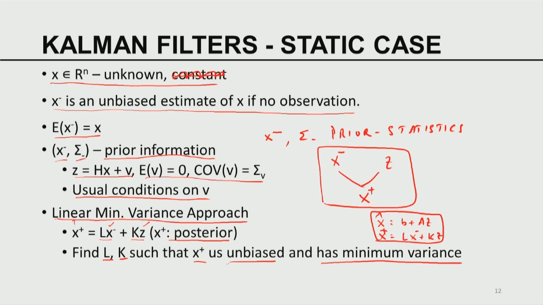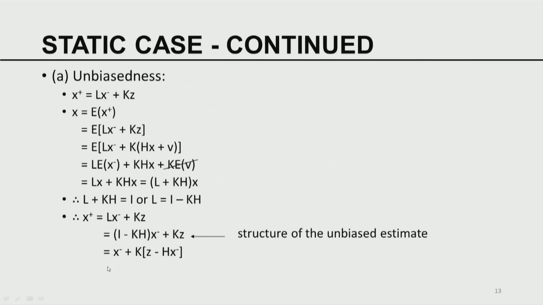Our aim is to be able to guarantee X plus is unbiased. It is also a minimum variance. I have to impose two conditions. The two conditions are imposed by selecting the two matrices L and K. Therefore, let's look at the condition for unbiasedness of this.